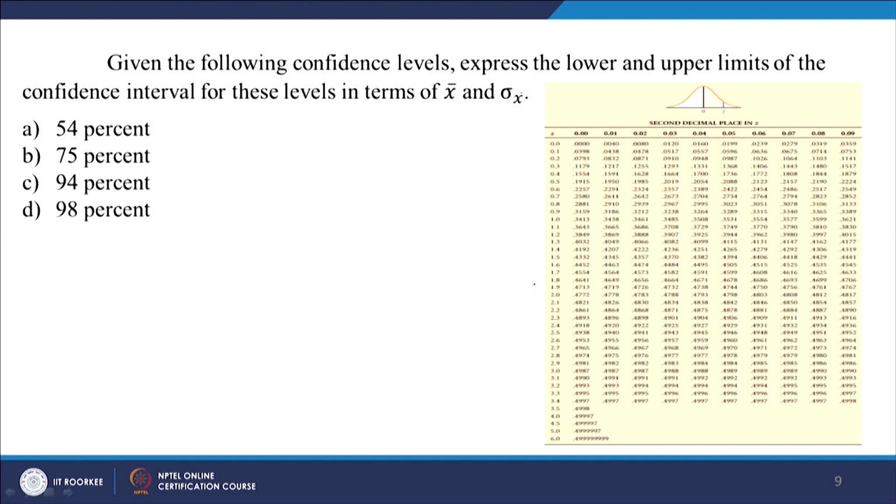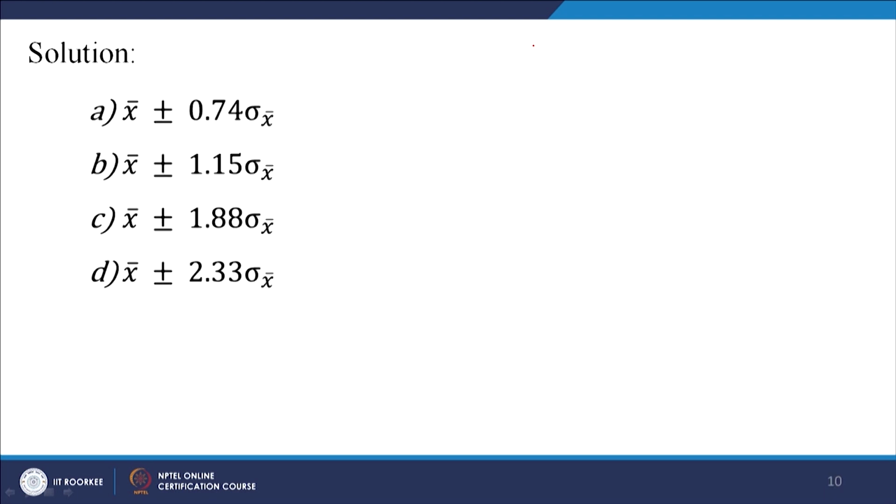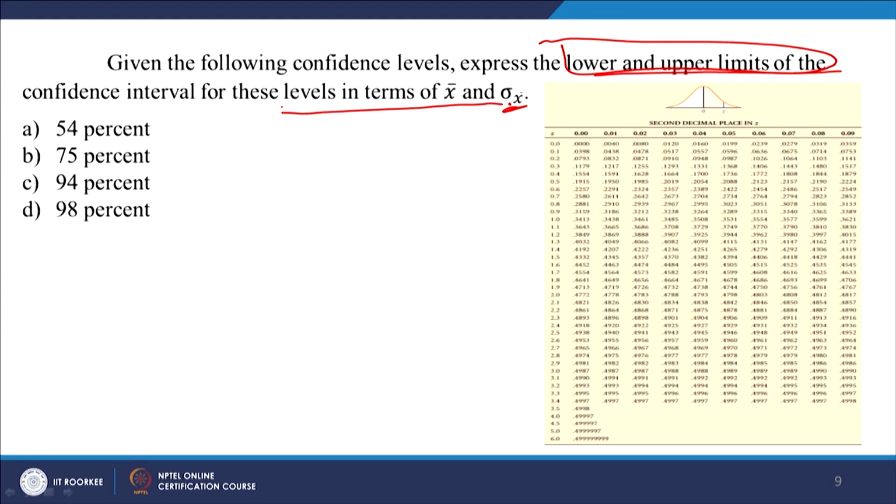Let's look at one more question. This is quite an interesting one. Given the following confidence levels, express the lower and upper limits of the confidence interval for these levels in terms of X bar and standard error. So we have to find out the upper and lower limits. So how to do that? Let's look at this. This is the answer to this question. X bar plus minus 0.74 standard error. From where did we get 0.74?